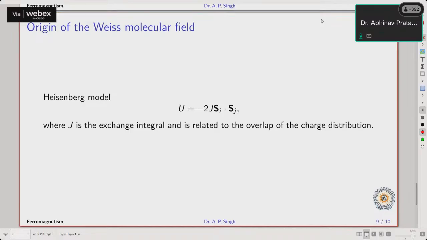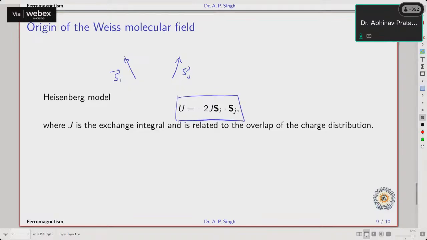So what is the origin of this Weiss field? We have been talking about this Weiss field, but I have not told you from where it is coming. So for that, we have to understand what is called the Heisenberg model. So what is this Heisenberg model is that let us say that you have two spins here. They are pointing in some direction, all right? This spin is Si, let us say, and this spin is Sj. Then their internal energy depends upon the relative orientation of the spins, as you can see from this formula.